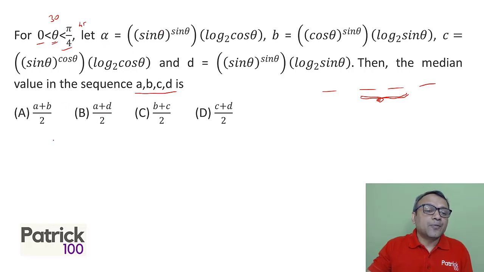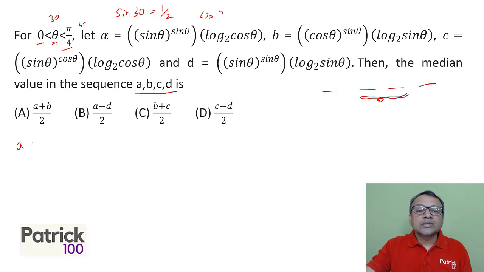This first is A. Remember, sine 30 will be half. You need to know sine 30, cos 30. Cos 30 is root 3 by 2. You should know at least the 30, 60, 90 triangle. When you have a 30, 60, 90 triangle, it's basically 1, root 3, 2. So sine 30 is opposite upon hypotenuse, which is 1 upon 2, and cos 30 is adjacent upon hypotenuse, which is root 3 upon 2.